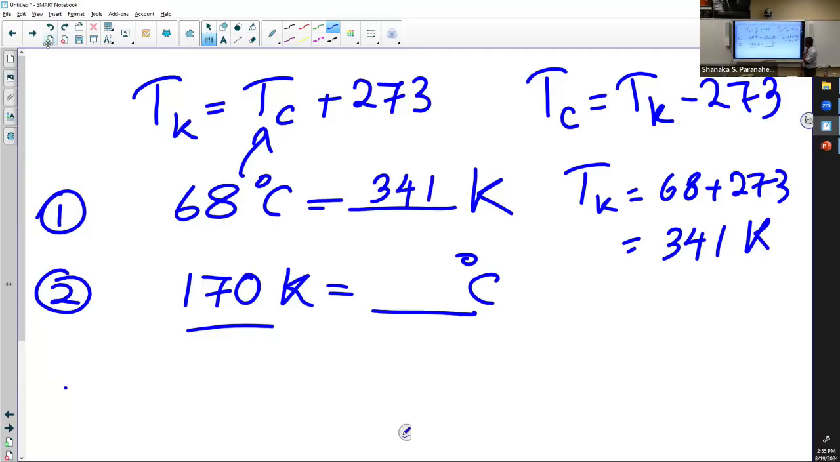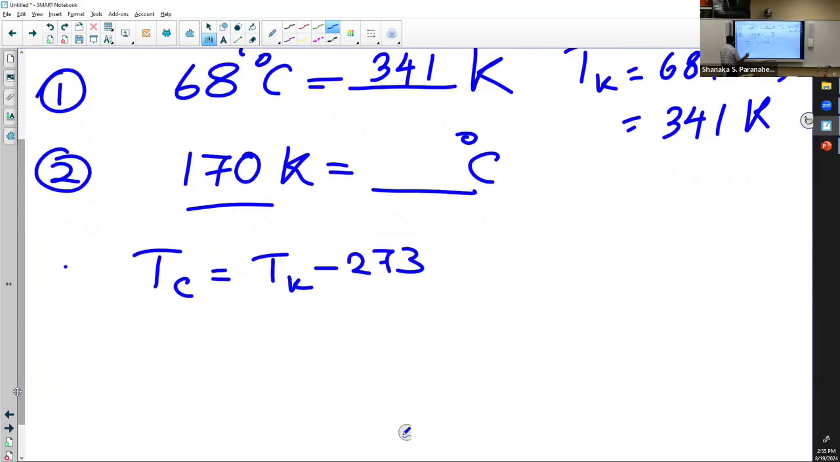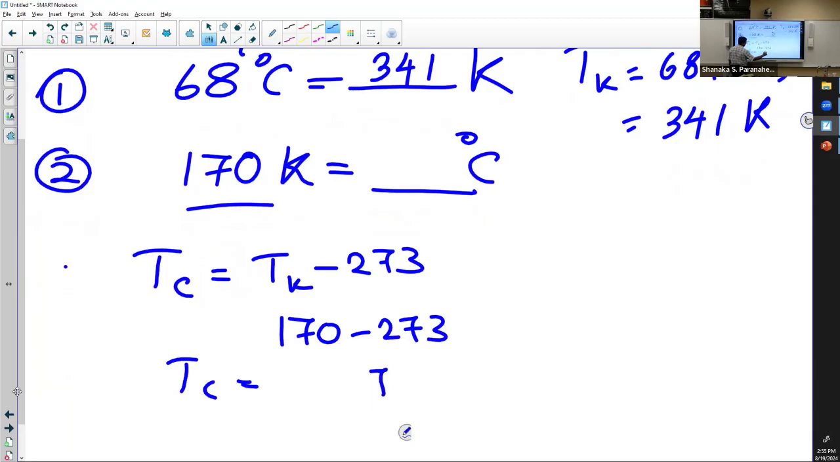So what is the answer to the second question? We are going to use the second equation: temperature in Celsius is equal to temperature in Kelvin minus 273. Our temperature in Kelvin is 170, minus 273, which is equal to negative 103. What is the answer? Negative 103.